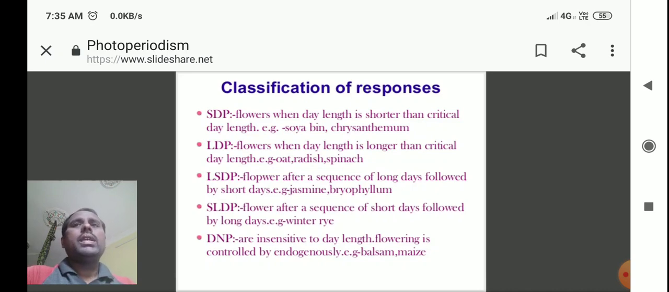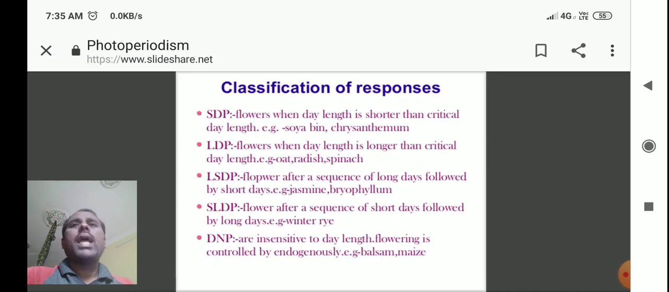Next, long day plants. These plants require more exposure to light than the critical duration, when the day is very long. For example, radish, spinach, sugar beet, etc. Then the third type, day neutral plants. These are plants in which flowering occurs irrespective of day length. For example, pea plants, sunflower plants, and tobacco.